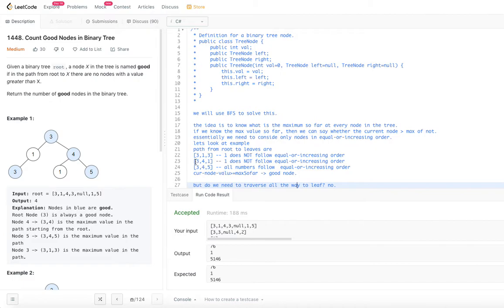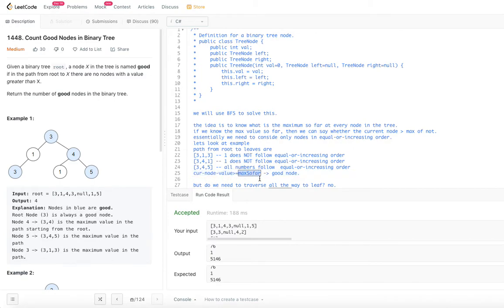In the previous example, I was going through the root to leaf paths, but do we really need to go through the root to leaf in order to identify that? Actually, we don't have to do that. At any given point in time, if we know the current node value and the maximum so far that we have seen, we are able to make a decision whether the current node is a good node or not, right?